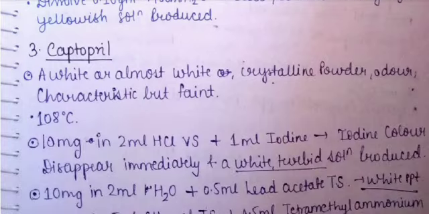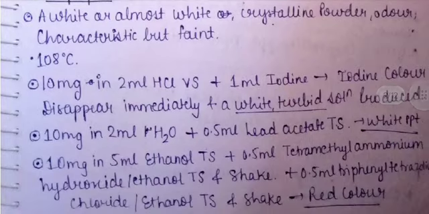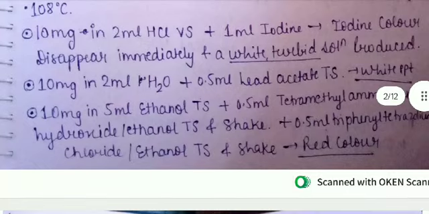Third is captopril, a white or almost white crystalline powder, odor characteristic but faint. 108 degrees Celsius is the melting point. We have to dissolve 10 mg in 2 ml hydrochloric acid VS. To that we will add 1 ml iodine. Iodine color disappears immediately and produces a white turbid solution.